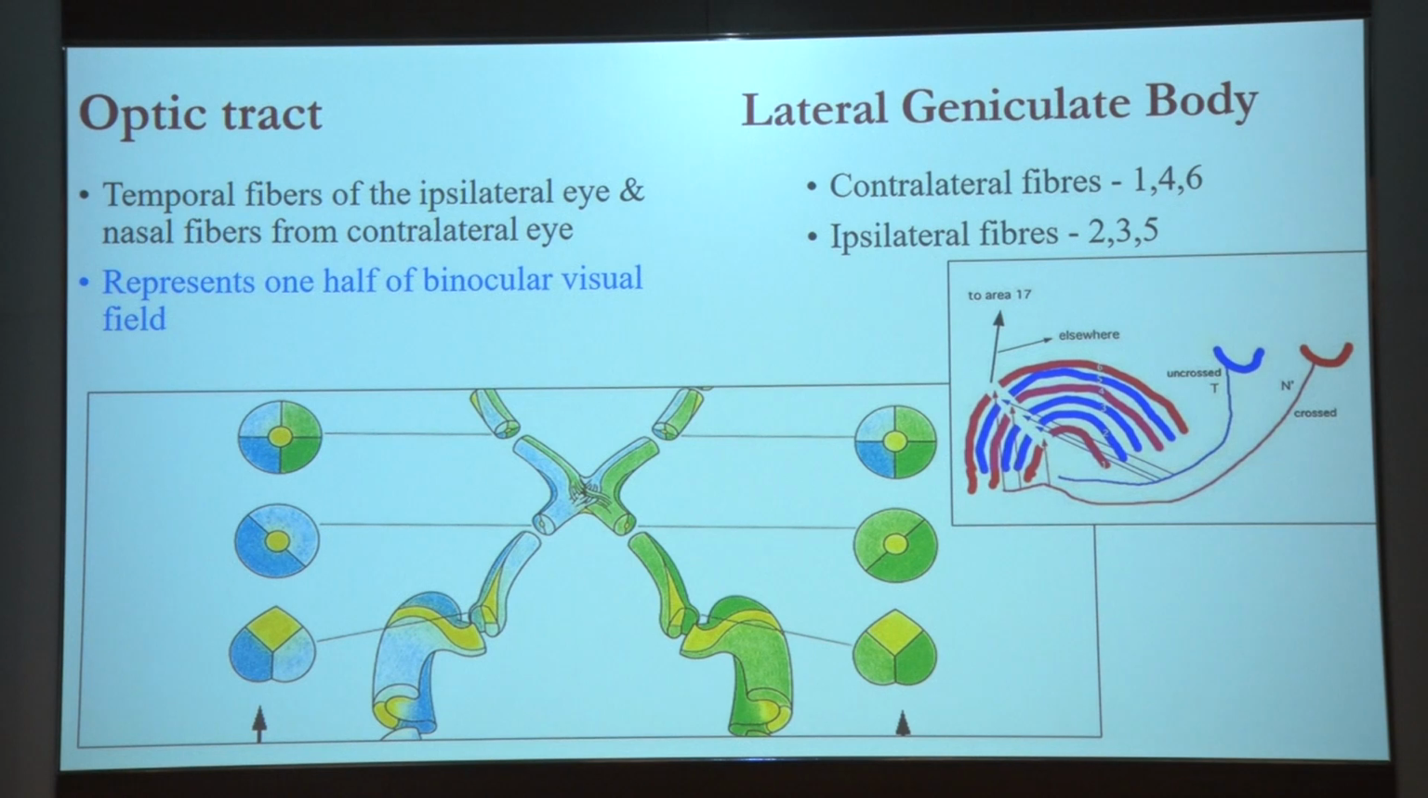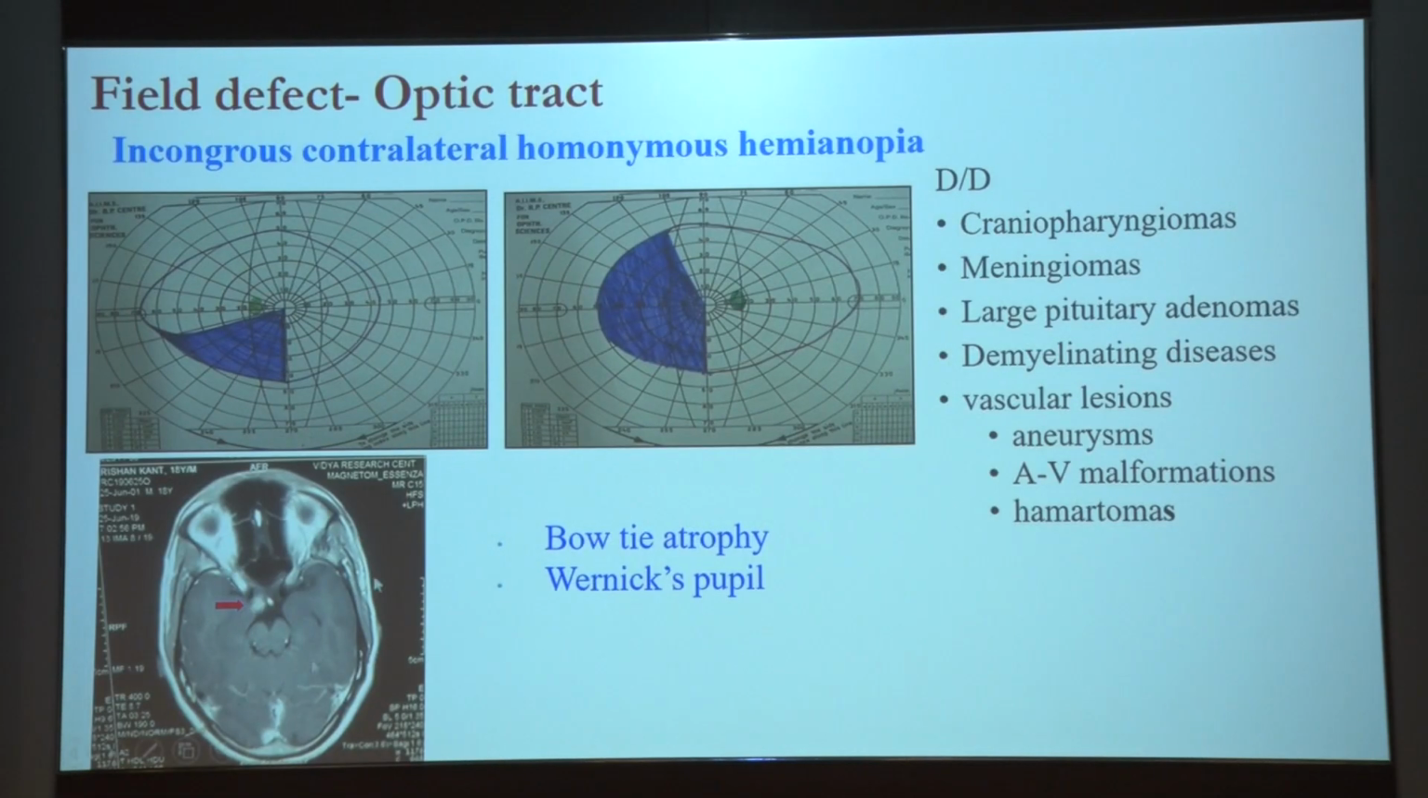So in optic tract onwards, the temporal fibers of the ipsilateral eye and nasal fibers of the contralateral eye both combine together and represent one half of the binocular visual field. So from here, the visual field defects become homonymous. But remember that as you go more towards the visual cortex, they become congruous. So what is congruity? Congruity means the exactness of the visual field defect in the two eyes in terms of size, shape, location. So the more you are towards the cortex, the more congruous the defects are.